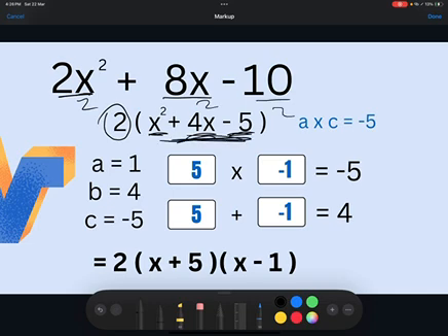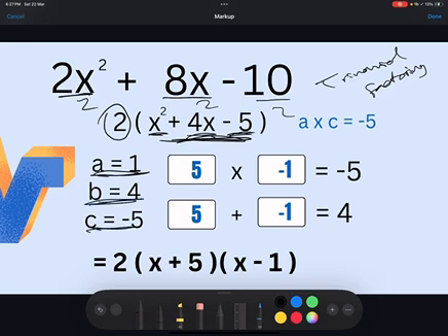This is trinomial factoring, okay? So, this is a trinomial. We factor it. We define a, which is 1, b, which is 4, c, which is minus 5.